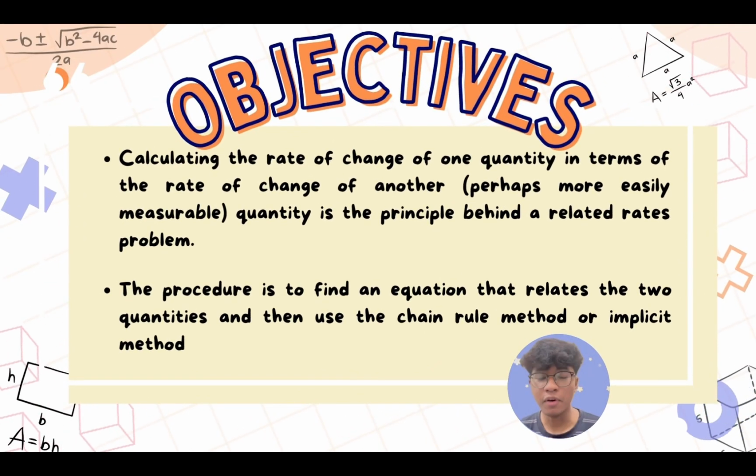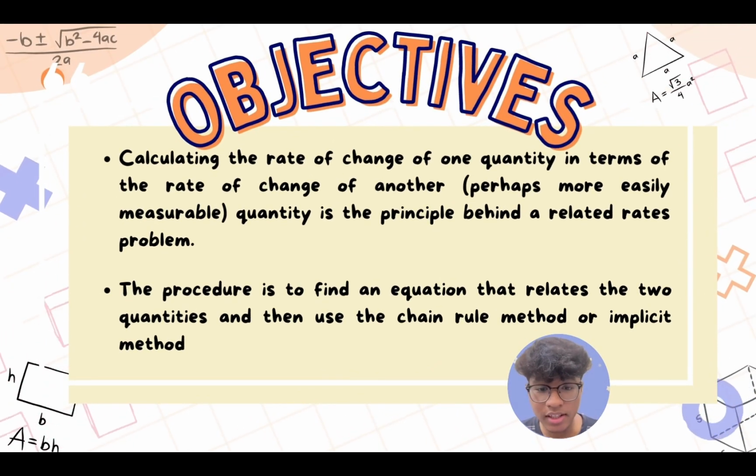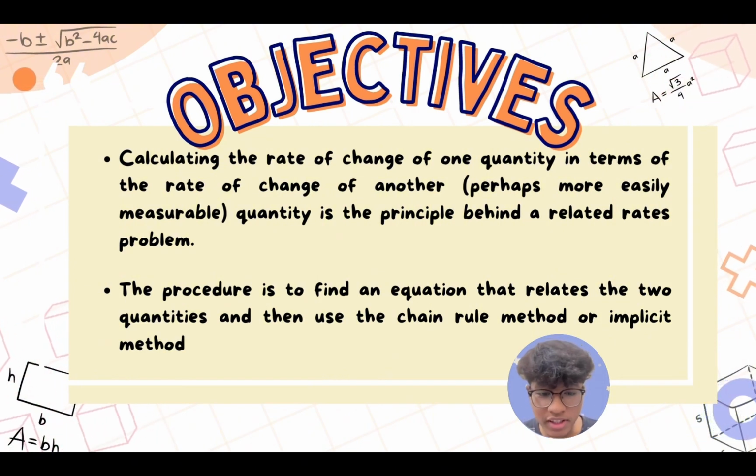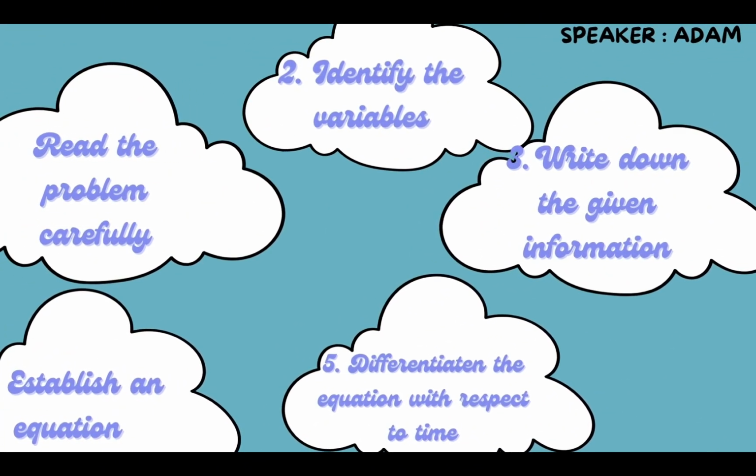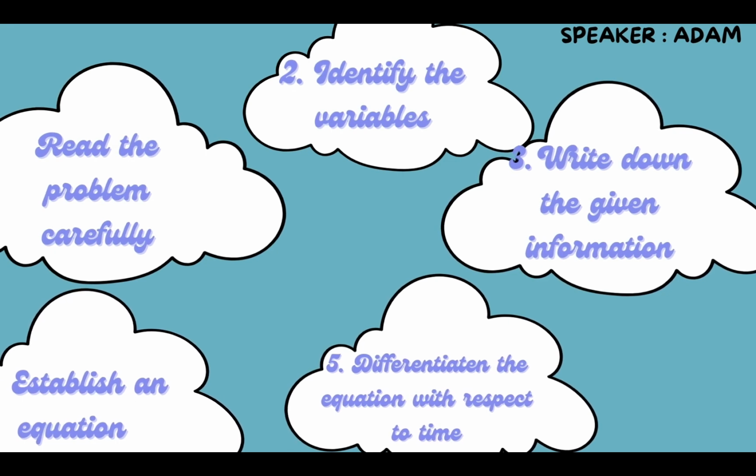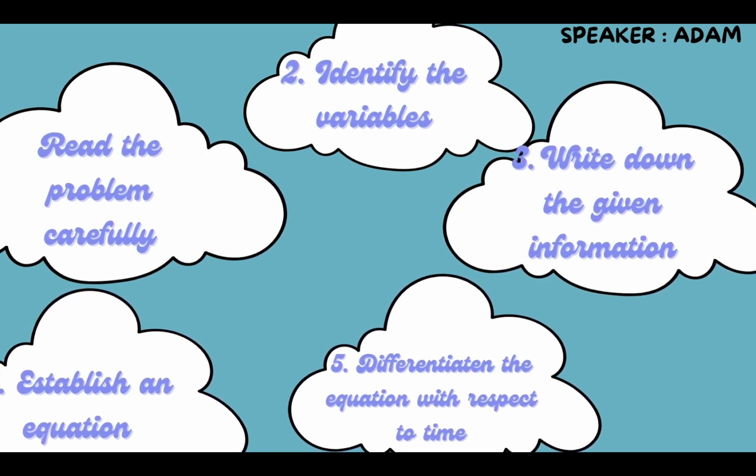The objective for this assignment is calculating the rate of change of one quantity in terms of the rate of change of another, perhaps more easily measurable, quantity. This is the principle behind a related rates problem. The procedure is to find an equation that relates the two quantities and then use the chain rule or implicit differentiation. To solve a question involving related rates, you can follow these general steps.